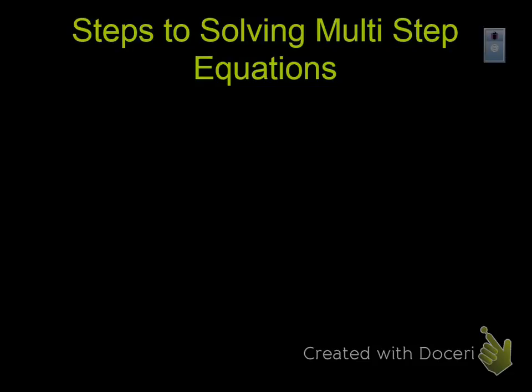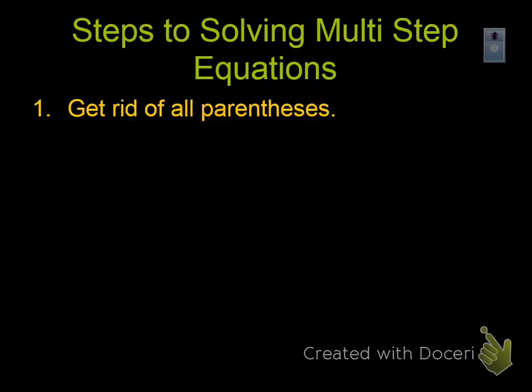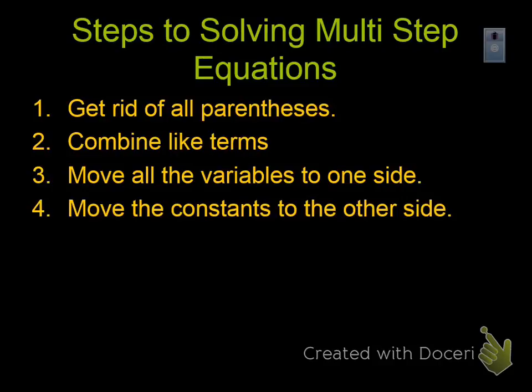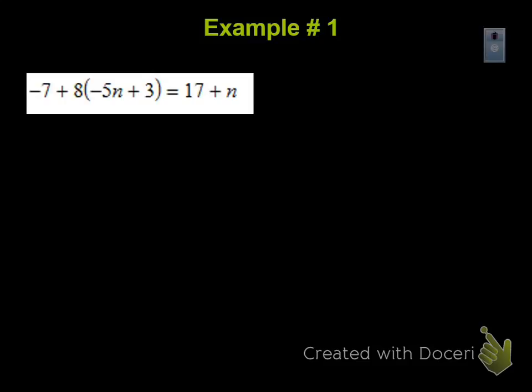So let's also remind ourselves, as we solve these multi-step equations, of the steps we want to go through. We want to get rid of the parentheses if we have any. We want to combine like terms. We want to move all of the variables to one side, move the constants, or the other numbers, to the other side, and then solve for the variable that we are trying to find. So I'm going to go through a couple of examples here, showing you whether there's one solution, many solutions, or no solution. Please copy these down on your paper as I go through these problems.